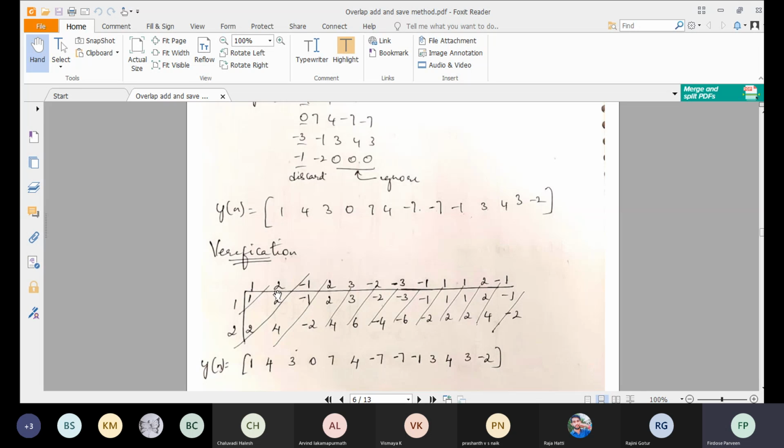1 into 1, 1. 1 twos are 2. 1 into minus 1, minus 1. This horizontal and this vertical. 1 into 2, 2. 3. Minus 2. Minus 3. Minus 1. 1. 1. 2. Minus 1. Again multiply this 2 with this sequence. After multiplying, you'll get this sequence.